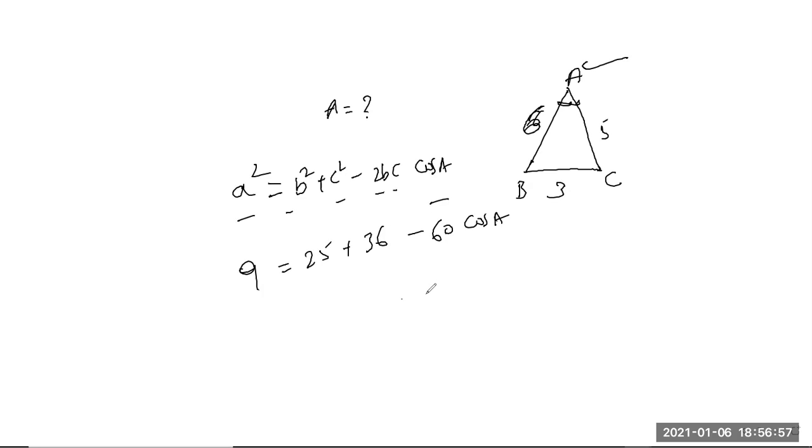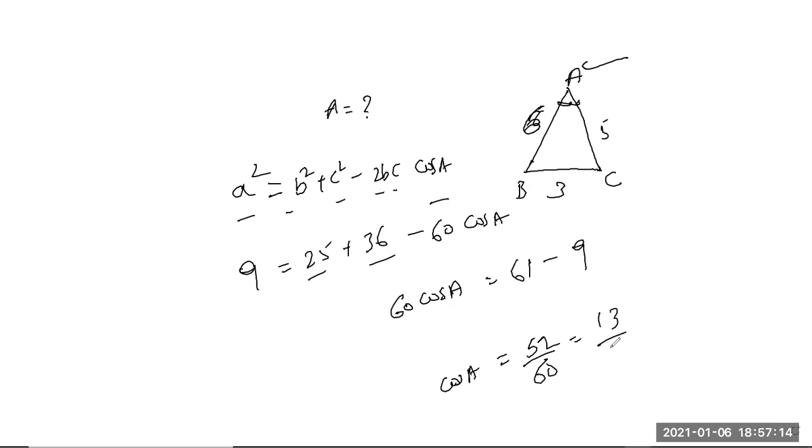So 60 cos A is equal to 25 plus 36, which is 61, minus 9, which is 52. So cos A is 52 by 60, which gives 13 by 15. So A is equal to cos inverse of 13 by 15. Whatever angle you get, that is your answer.